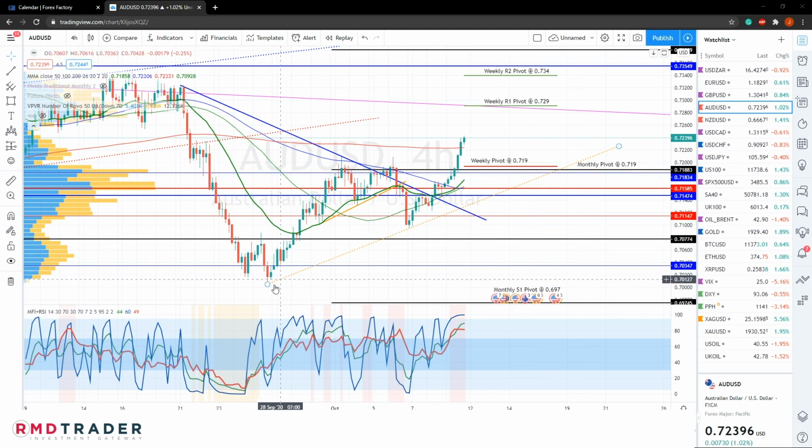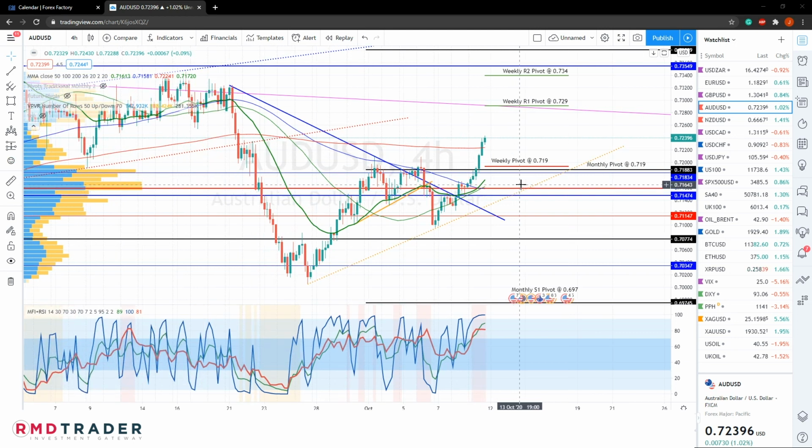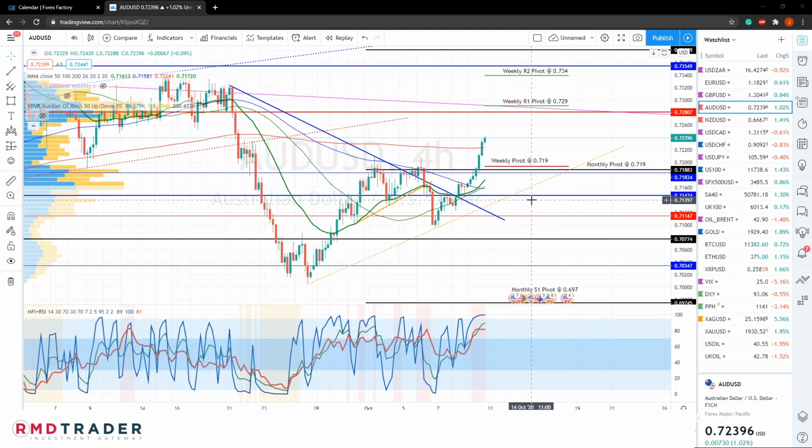And just also keep in mind that we do have this lower diagonal that has now been established, and any close below that, and especially also below our 4-hour 100 SMA, that we can't really see here, but that's the one that we have on this level at 0.716. Any close below that and below this diagonal will be very bearish and could potentially see a move much lower.